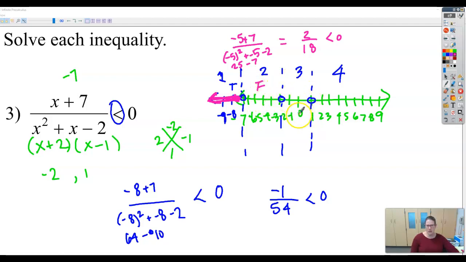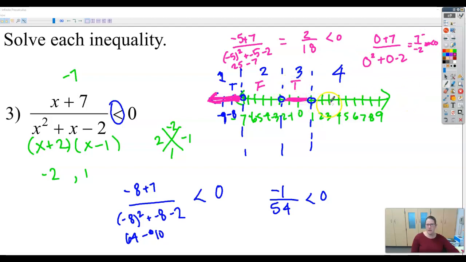The middle section here, I'm going to choose 0 because it's easy to calculate, right? If I do 0 plus 7 over 0 squared plus 0 minus 2, that gives me 7 over negative 2, which is a negative number, which is less than 0, so this is true. So I would shade that one.